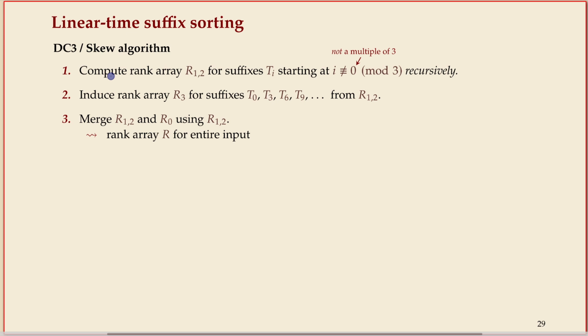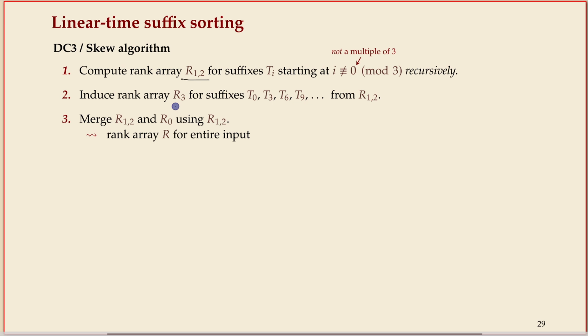So first of all, it recursively computes a part of the answer, namely all the ranks that start at indices that are not a multiple of 3. Right? So we have indices 0, 1, 2, 3, and so on. And those that start at 0 and at 3 and at 6, these are excluded. But all the others we compute recursively. So 2/3 of the answer is computed recursively. Okay, let's suppose that works.